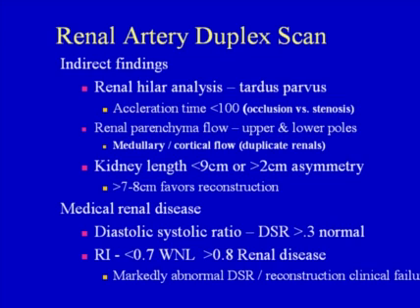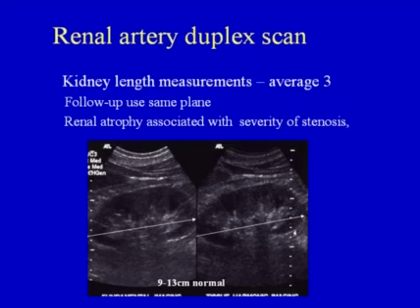Markedly abnormal diastolic systolic ratio and/or a markedly abnormal resistive index are suggestive that the patient would not fare well with intervention. Kidney length measurements: it's important to note that when measuring the kidneys, due to the awkward plane that they lie in, it is best to take 3 independent pole-to-pole measurements and average those to determine that patient's kidney length. Unilateral small kidney is associated with renal artery stenosis.